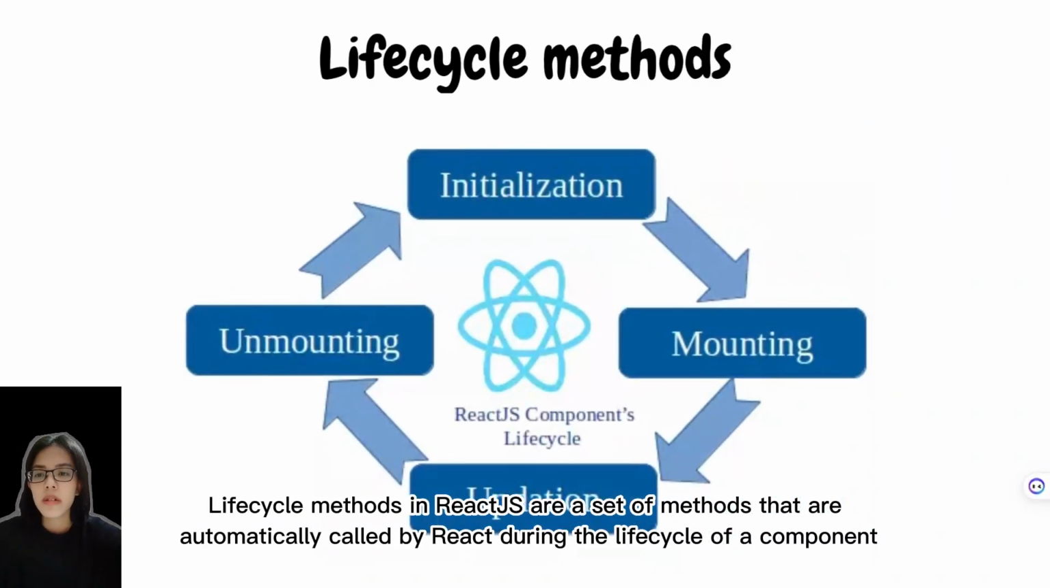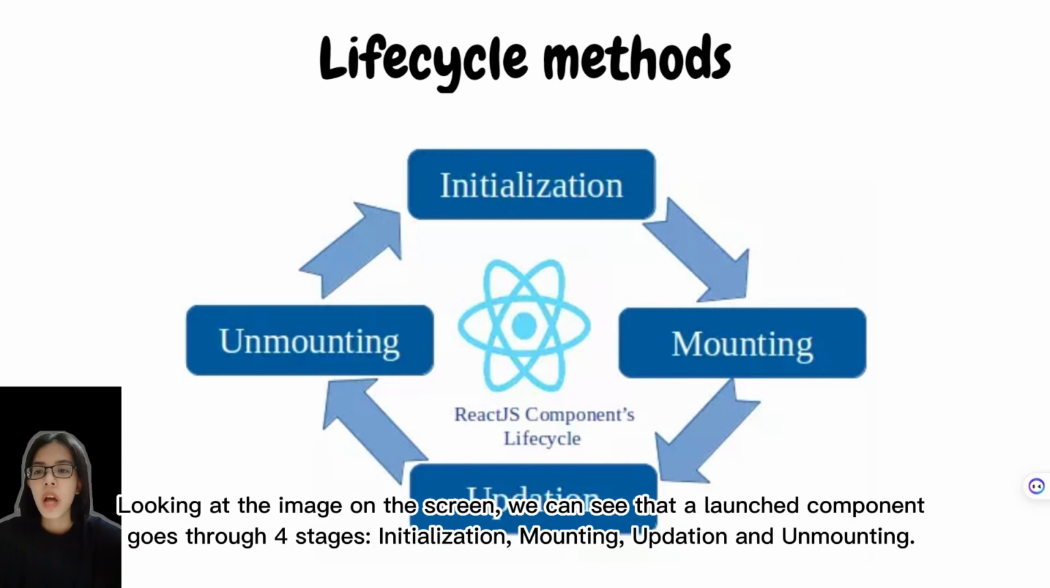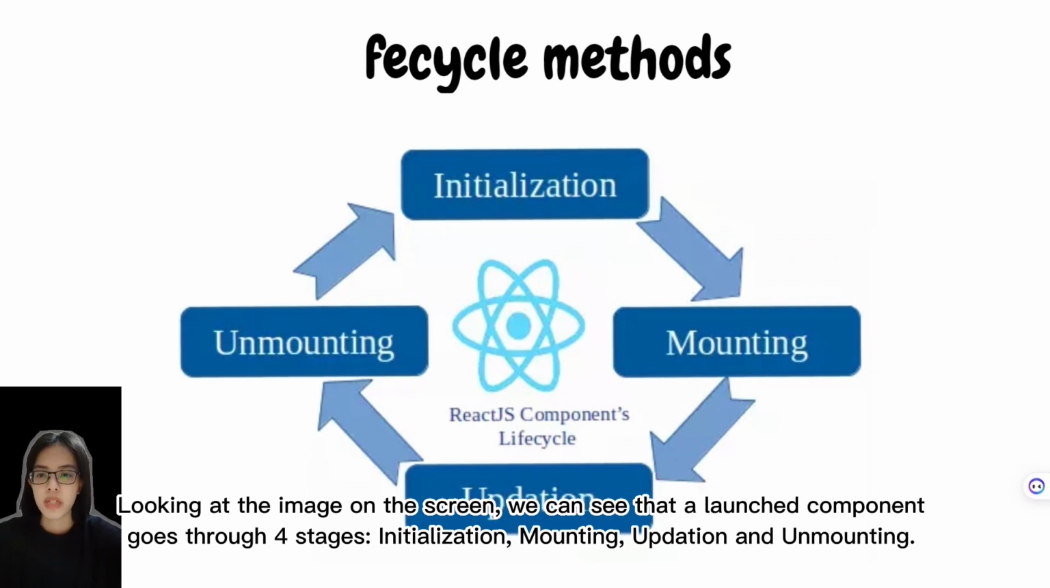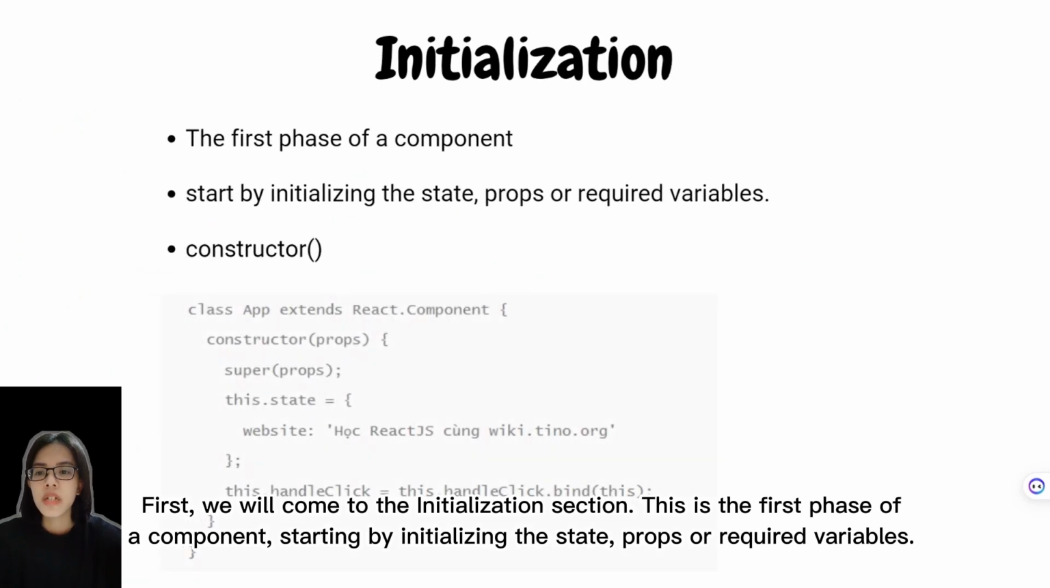Lifecycle methods in ReactJs are a set of methods that are automatically called by React during the lifecycle of the component. Looking at the image on the screen, we can see that the React components go through four stages: initialization, mounting, updating, and unmounting. First, we'll come to initialization.